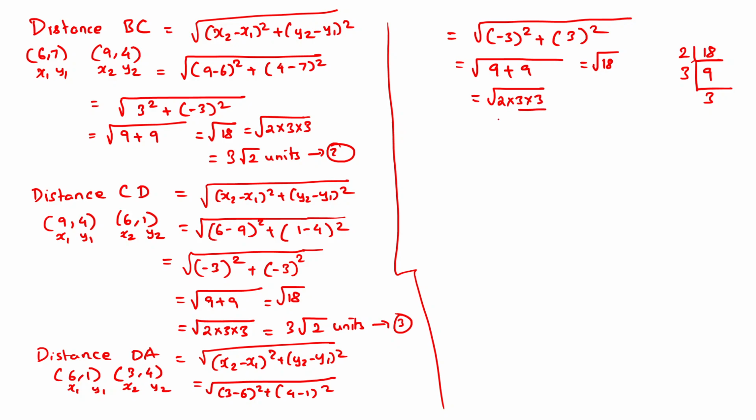For one pair, 1 3 will come out. So 3 inside the square root, we will have 3 root 2 units. Take this equation number 4. And this is not enough. We need to find the diagonals also.